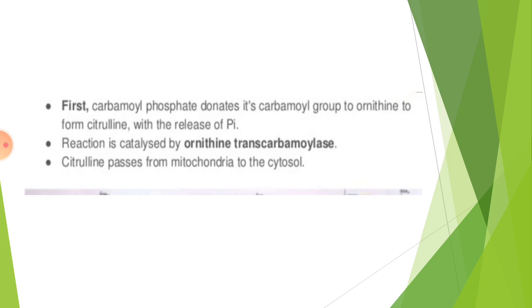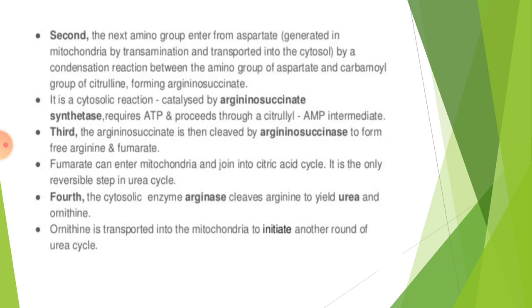When we discuss the steps of the urea cycle, the first step is that carbamoyl phosphate donates its carbamoyl group to ornithine to form citrulline, with the release of one phosphate group. This reaction is catalyzed by the enzyme ornithine transcarbamylase. Citrulline passes from the mitochondrion to the cytosol of the liver cells.